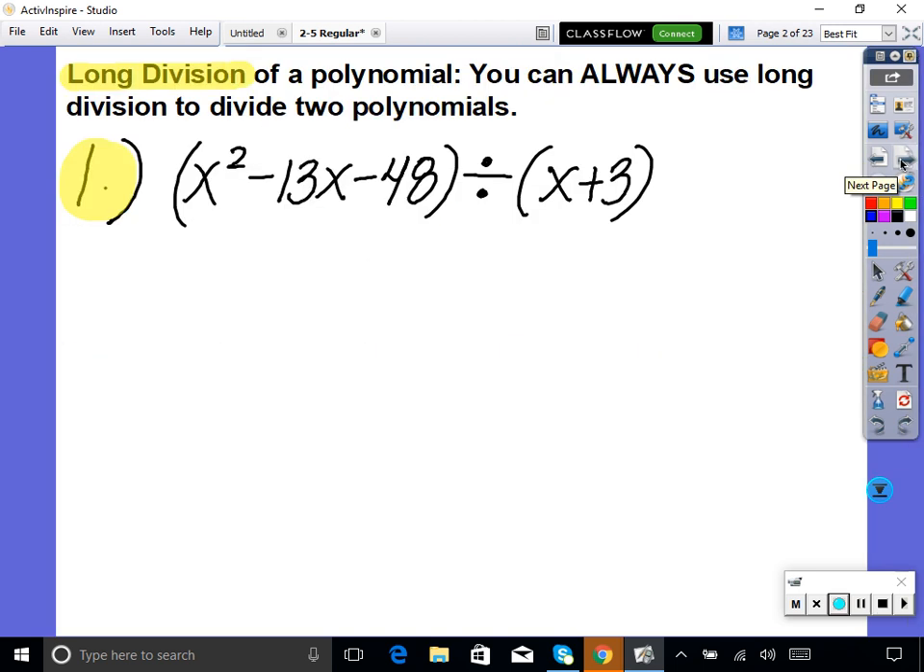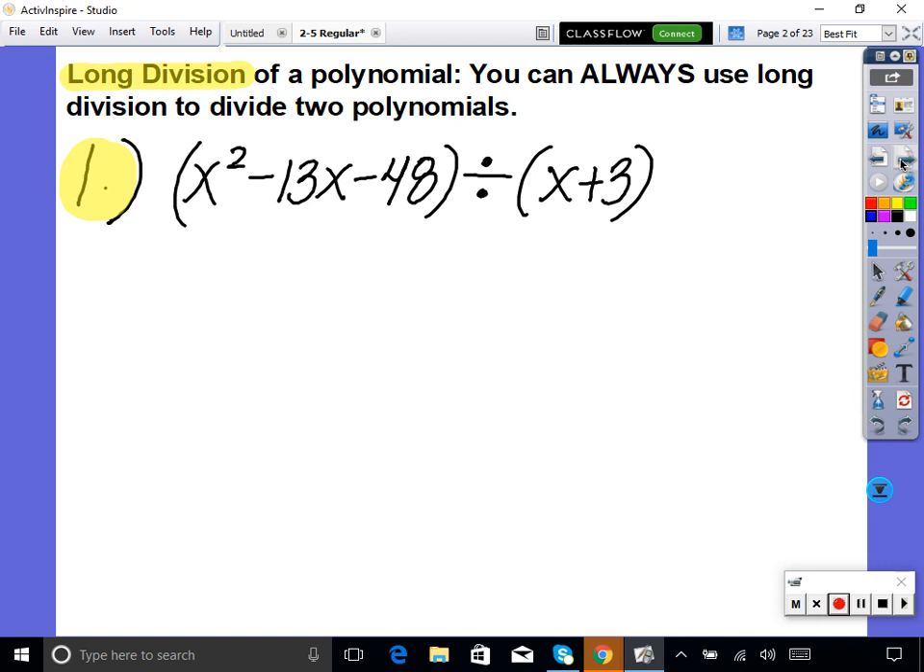So everybody, starting out with number 1. I hope you listened and have paper out. It's going to take a lot of paper. What we're doing is I'm teaching you how to divide a polynomial using long division. Now, long division is kind of long, but the thing is, long division always works. You can always use long division to divide polynomials. Did you hear that? No matter what, you can use long division to divide polynomials.